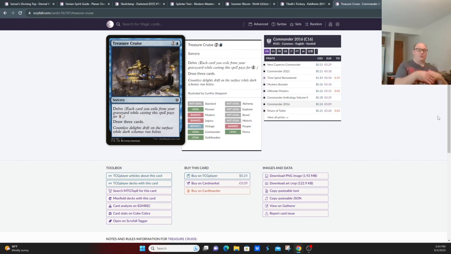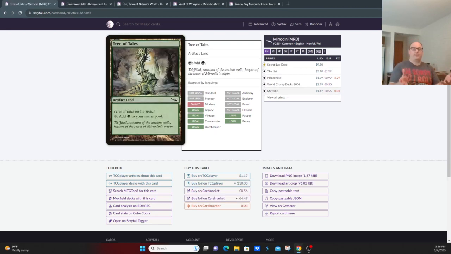Treasure Cruise just allows you to refill and do absurd things when you have a bunch of cheap cantrips, and is a card that should not exist in the modern format for that reason, as long as fetch lands are legal. Alright, next up, Tree of Tales.